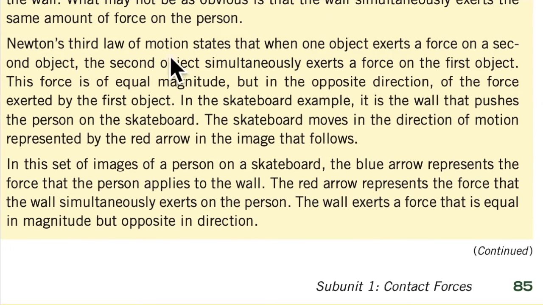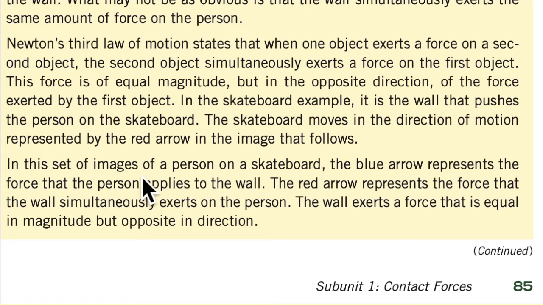Newton's third law of motion states that when one object exerts a force on a second object, the second object simultaneously exerts a force on the first object. This force is of equal magnitude, but in the opposite direction of the force exerted by the first object. In the skateboard example, it is the wall that pushes the person on the skateboard. The skateboard moves in the direction of motion, represented by the red arrow in the image that follows.